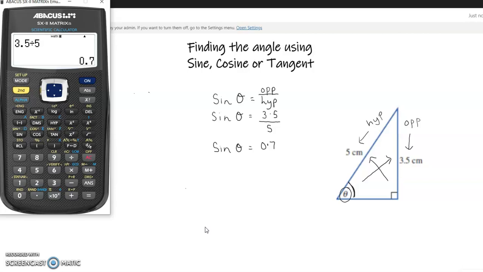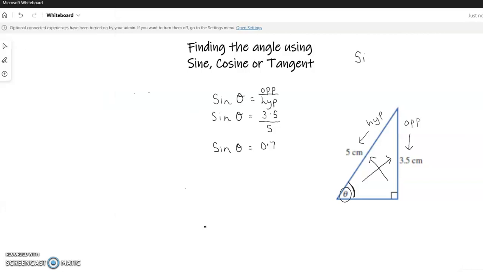In order to do this, we use a special function on our calculator which is called inverse sine. An inverse sine is written like this. We write it as sine to the power of -1. That's what we call inverse sine. Now, you can do the same with all the other ratios. So inverse cos is cos to the -1. Inverse tan is tan to the -1.